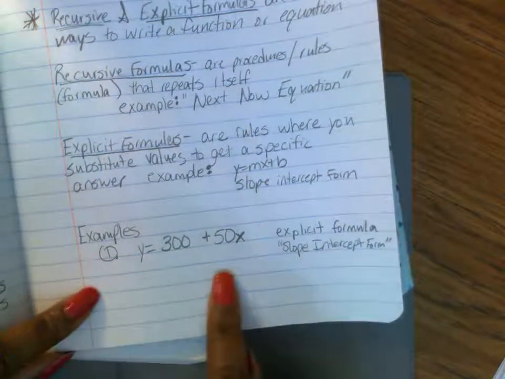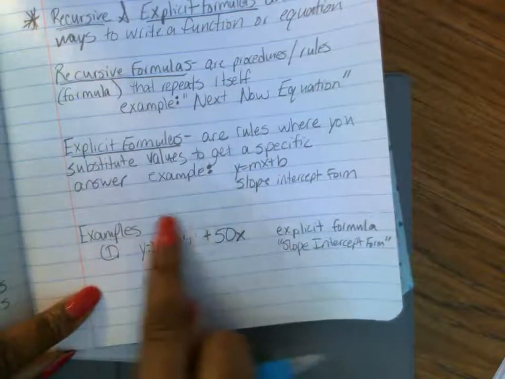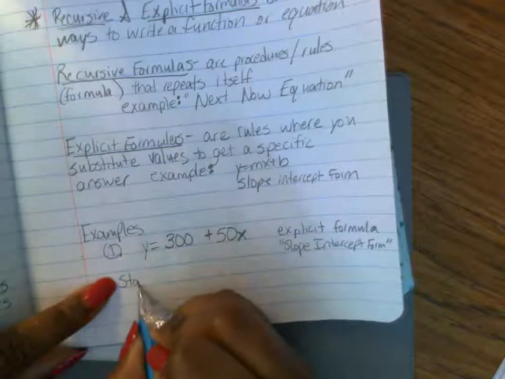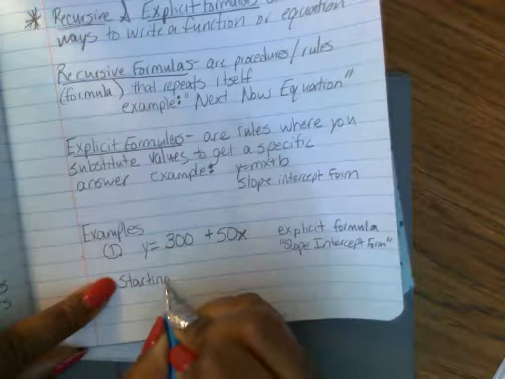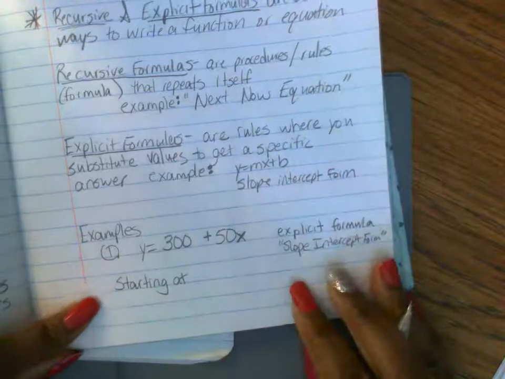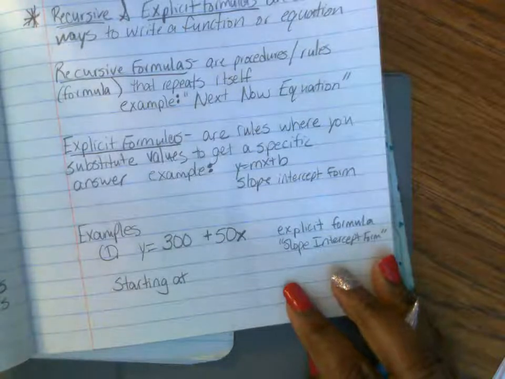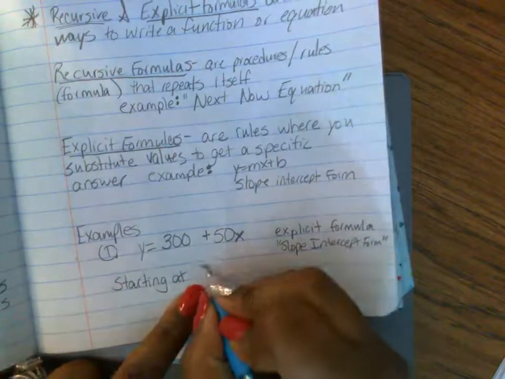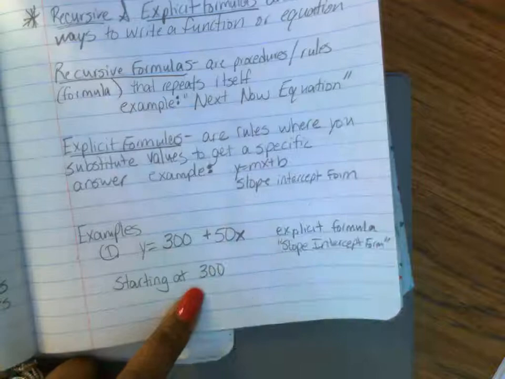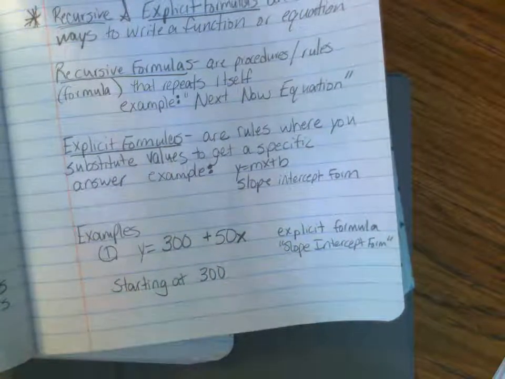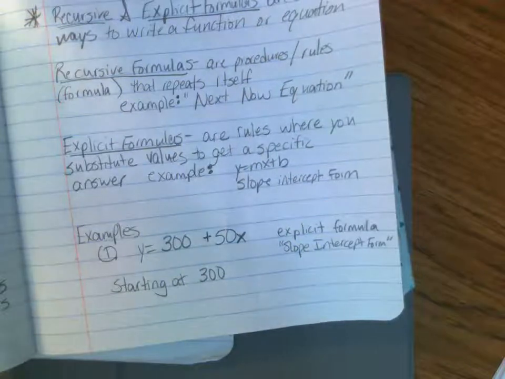To write a next now equation from this equation here, you're always going to write starting at. You have to have a number in which you start, okay? So our starting amount is going to be that $300. We started off with $300 in our account. You have to write starting at. You have to say the starting amount first.